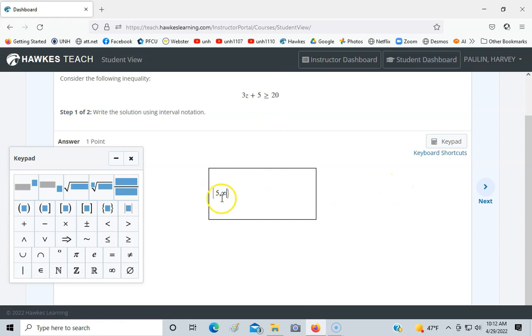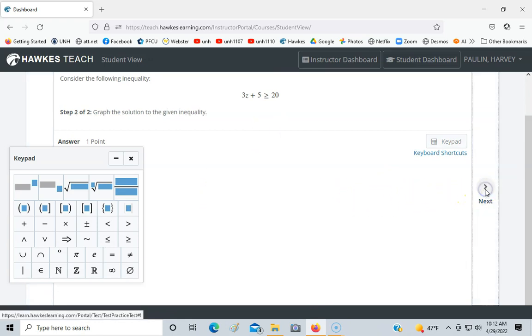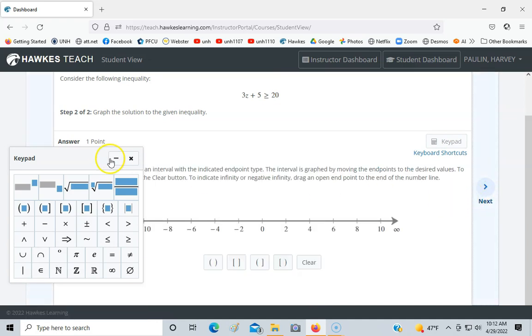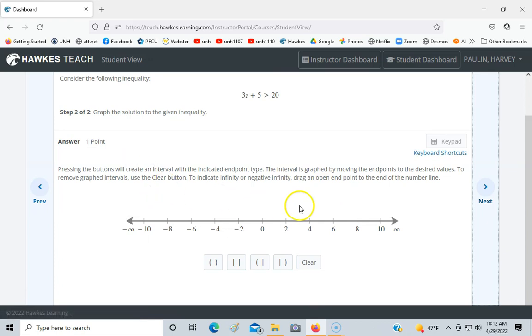Now they're going to ask me to graph that also. So we did that part. And now they want us to put this on a graph. So there's your typical number line. And what did we have? Well, we had a bracket and a parenthesis. So I click on this, and that forms.